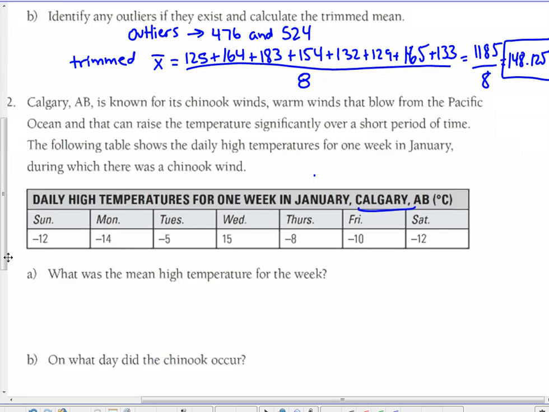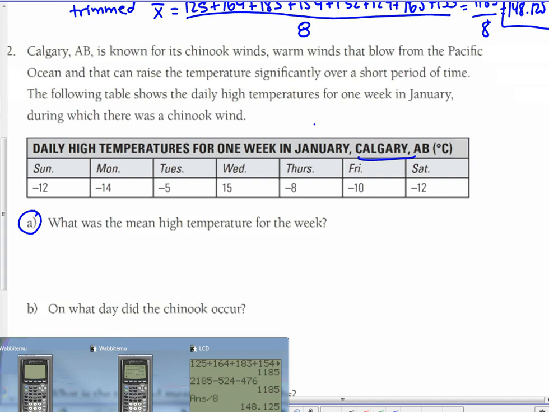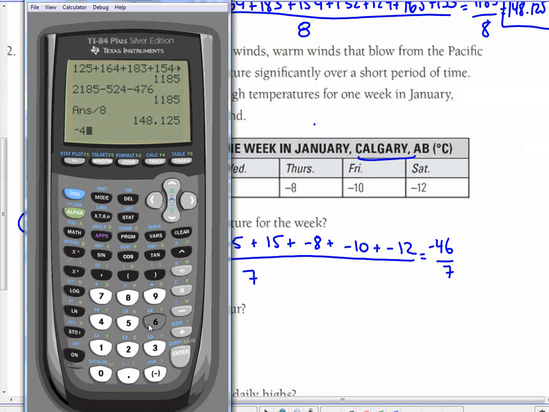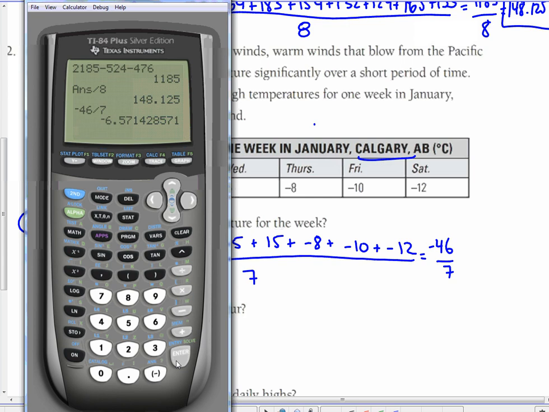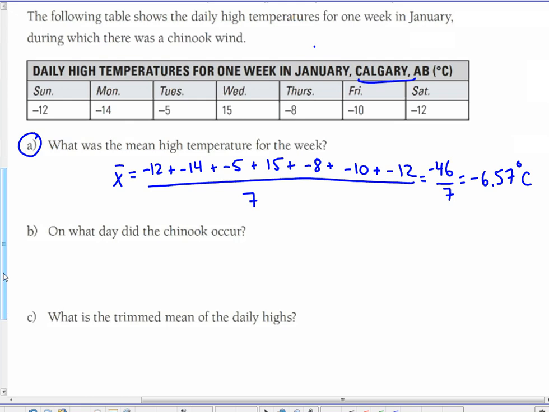Okay, so trim mean is often more accurate. All right, let's look at the next one. Can you please find the average, the mean? Go ahead and find the mean for 7 days. So negative 6.57 degrees Celsius. Okay? So mean is pretty easy to find.